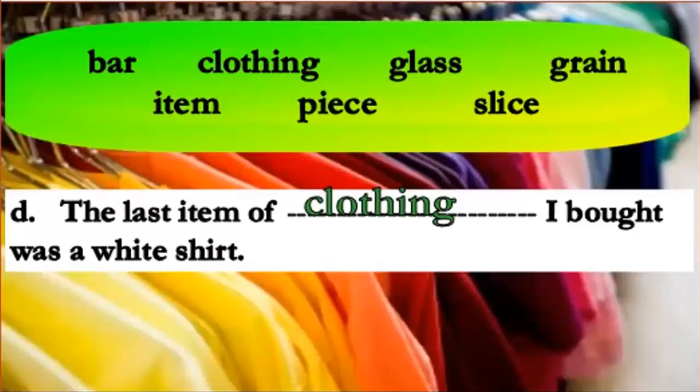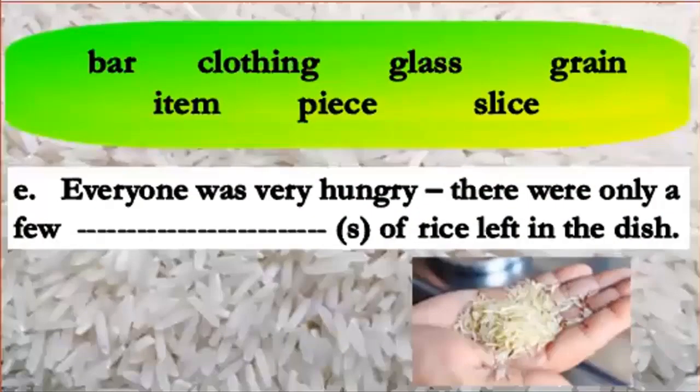Point E, everyone was very hungry. There were only a few grains of rice left in the dish. We can complete by using grain.